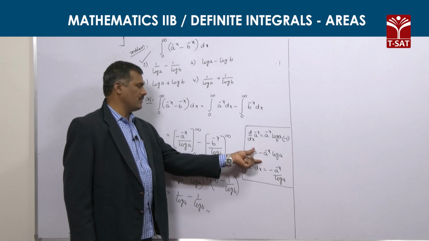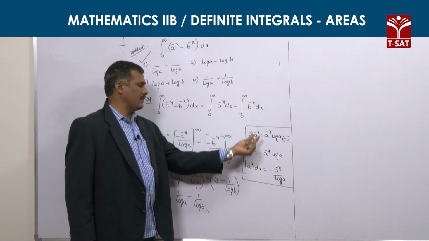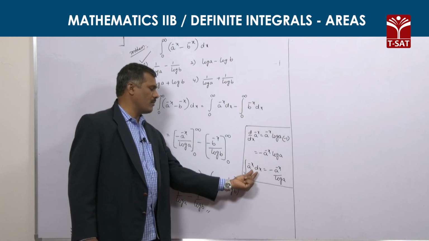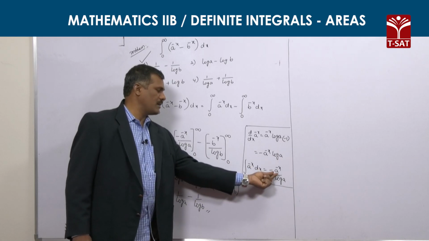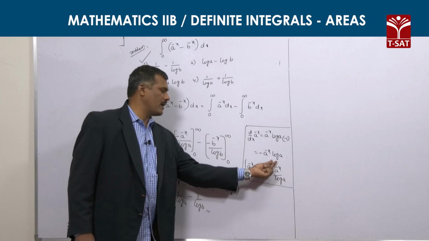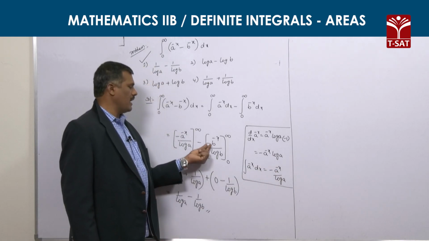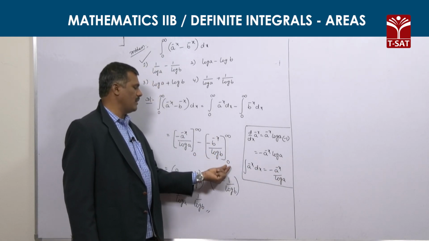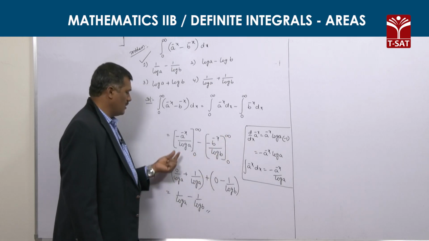In the same way, we differentiate b power minus x. Its integration, a power minus x dx, is equal to minus a power b power minus x into dx, is equal to minus b power minus x by log b, limits 0 to infinity.